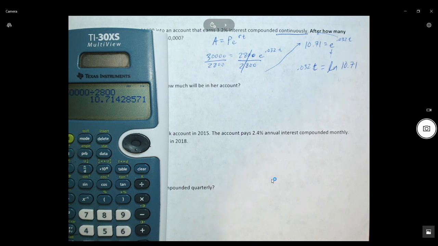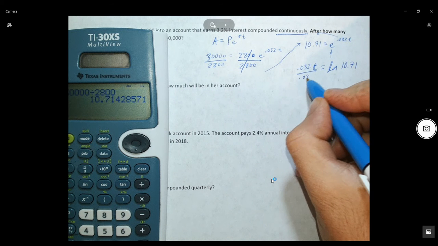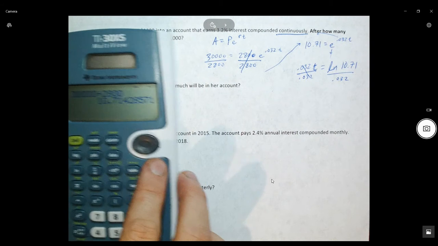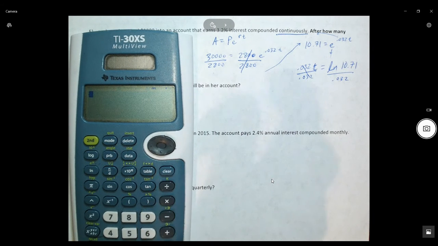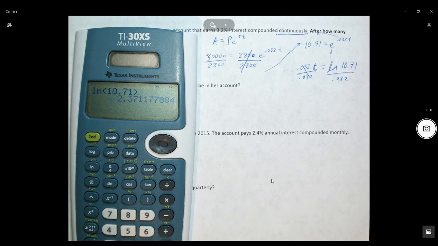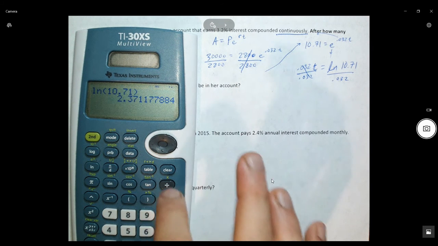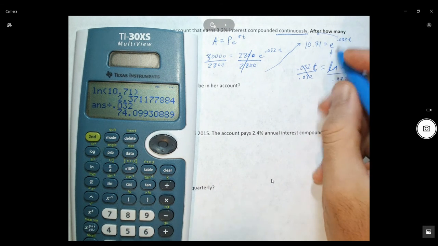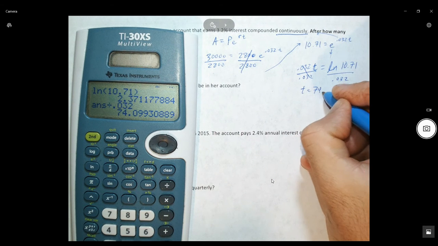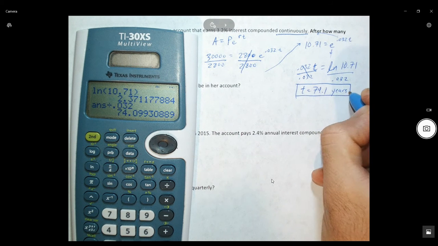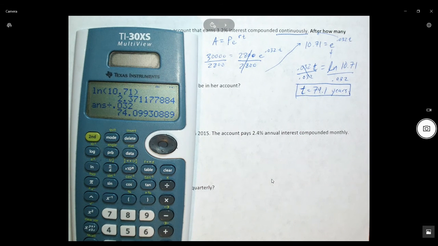All right, now to solve, we just got to get T by itself. So we're going to divide by 0.032. So I end up with T is equal to the natural log of 10.71 divided by 0.032. I could plug that in on my calculator directly. ln of 10.71 gives you something like 2.37, and then just divide that by 0.032, and we end up getting 74.99. So we'll round that to 74.1. So T is equal to 74.1. Remember, that represents the years. That's how long it's going to take her to have $30,000 in her account.